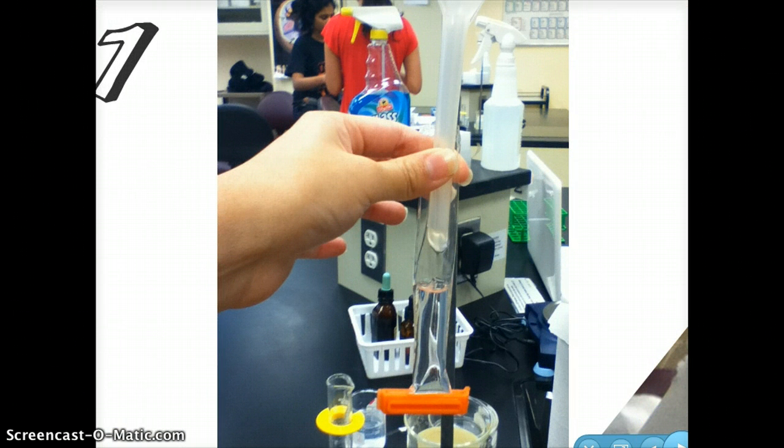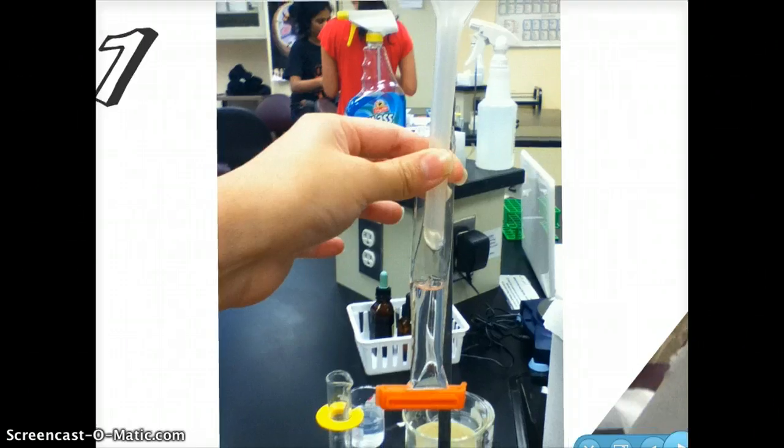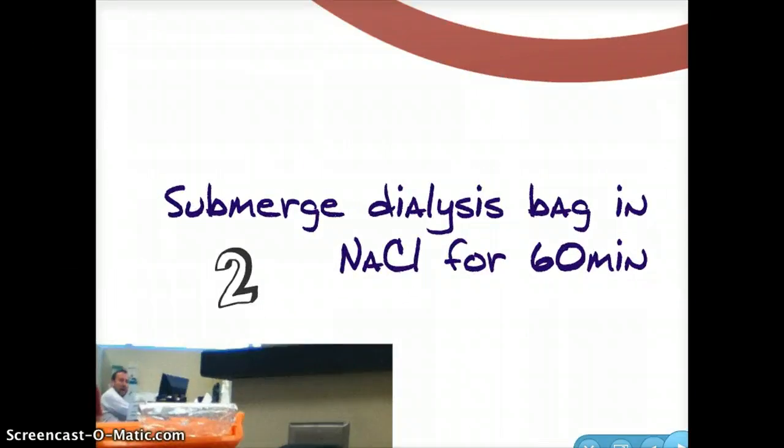In this experiment, as we see, that's a dialysis tube. We will use about 25 milliliters of starch and put it in a 25 centimeter length of dialysis tubing. After we submerge the dialysis bag in the beaker of water, we're going to let it run for 60 minutes.